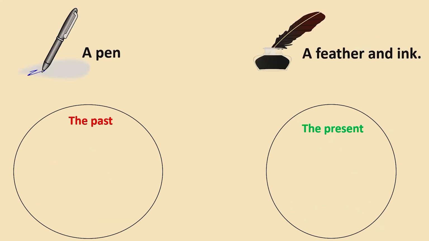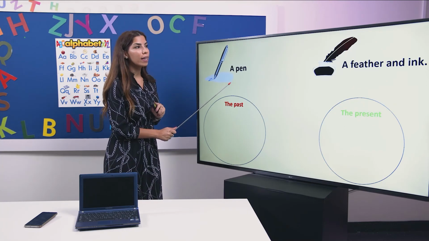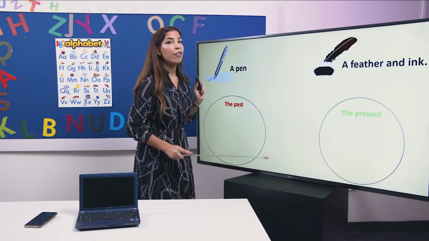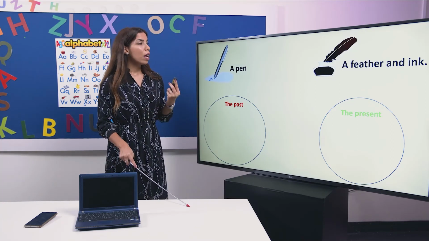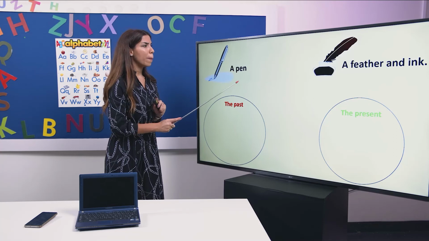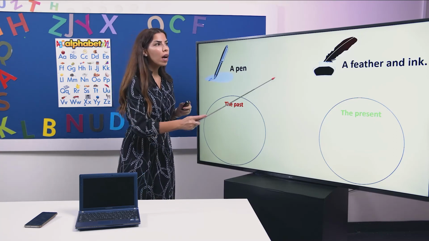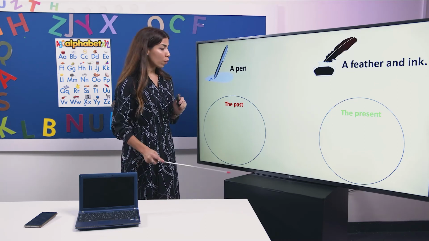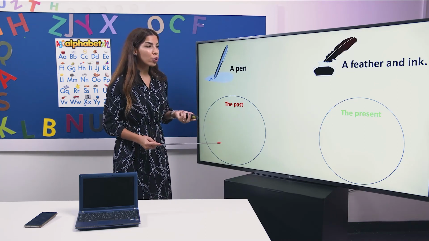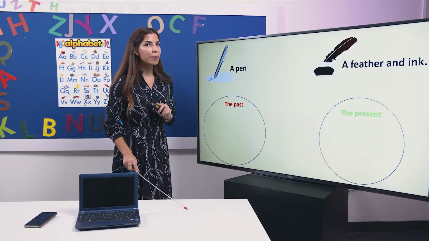Well, in here we have a pen. And here, a feather with ink. Well, in the present, do we use a pen to write or a feather with ink? What do you think? Which one belongs to the past and which one belongs to the present?